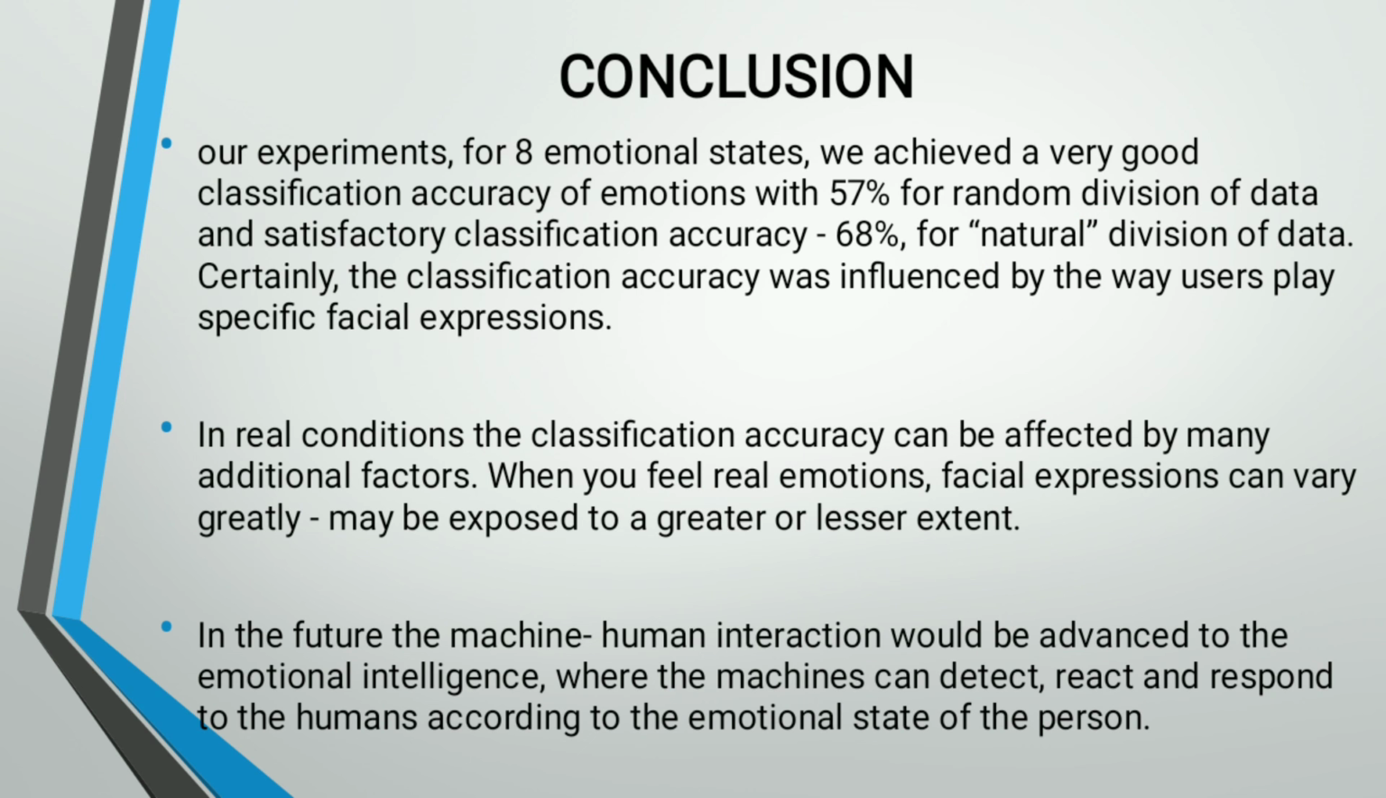Conclusion. In our experiment for 8 emotional states, we have achieved a very good classification accuracy of emotions with 57% for random division of data and satisfactory classification accuracy of 68% for natural division of data. In the future, human interaction would advance to emotional intelligence, where the machine can detect, react and respond to humans according to the emotional state of the person.